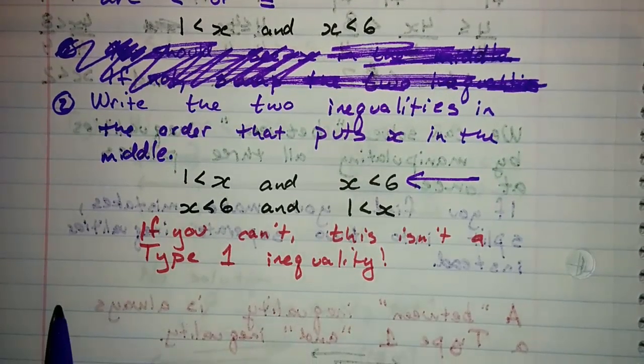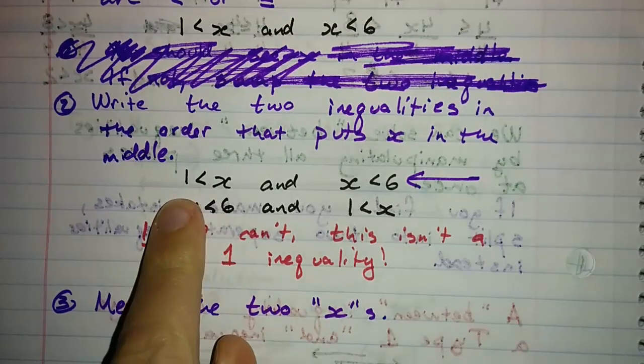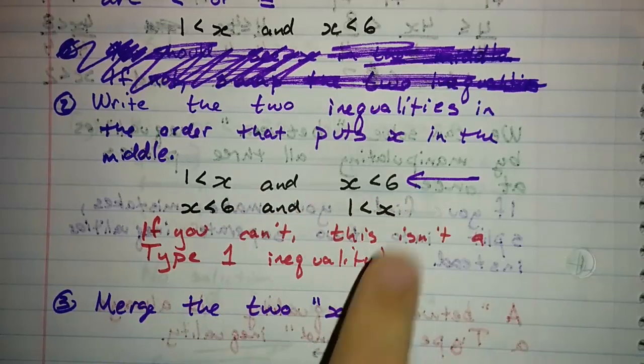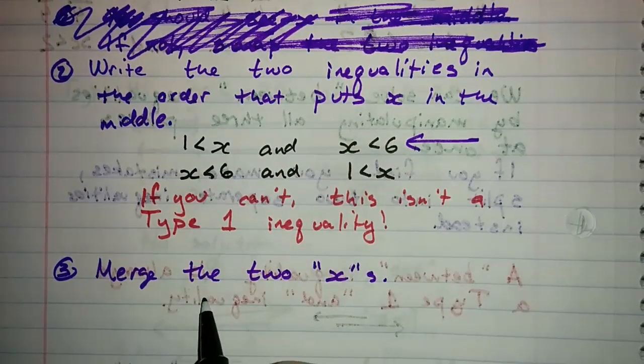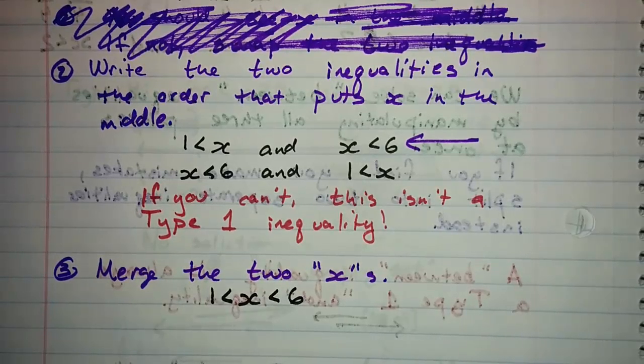All right, and the last step is to just merge the 2 x's. Instead of writing 1 is less than x and x is less than 6, write 1 is less than x is less than 6. And that's all there is to it.